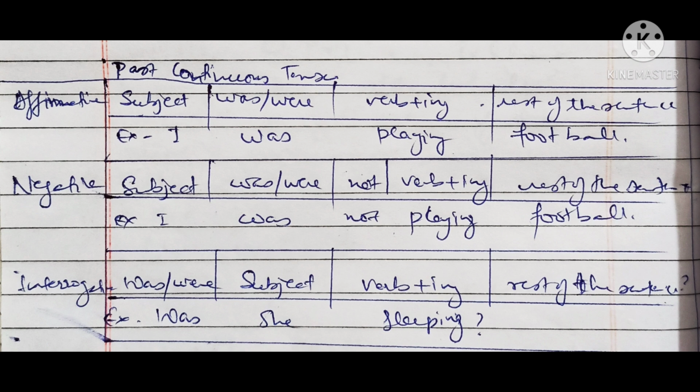The children were playing in the garden. She was watching television. Now, negative sentence structure. First subject, then was or were, then we would insert not, and then verb plus ing, then rest of the sentence. Example, I was not playing football.